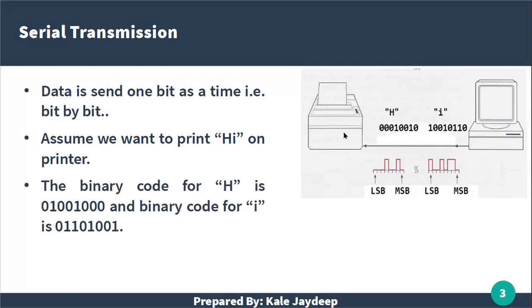Let's assume that the binary code for H is 01001000, while the binary code for I is 01101001. In order to represent this string HI in binary form, how many bits are we using? 8 bits for H and 8 bits for I. So 8 plus 8, that is 16 bits. This computer has to send these 16 bits to the printer.